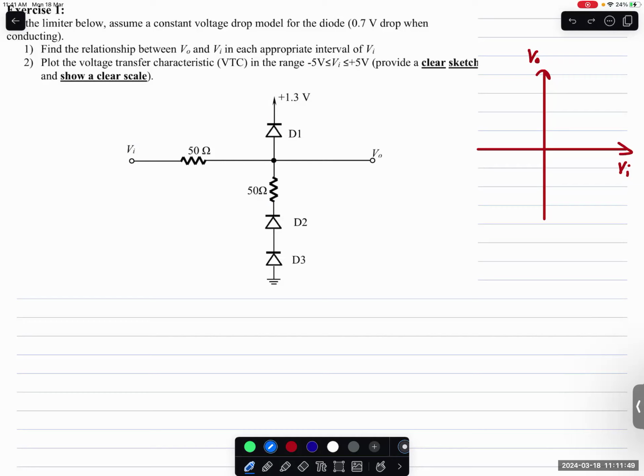So again, when VI is bigger than 0, for sure D2 and D3 are off, okay? But specifically, when VI is bigger than 2, that is 0.7 and 1.3, so when the voltage here becomes bigger than this voltage, then D1 will be on. When it is bigger than 2 volt, 0.7 plus 1.3, then D1 is on. Okay, and the circuit becomes like this.